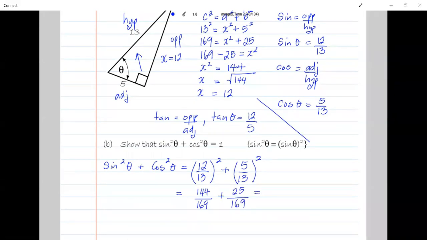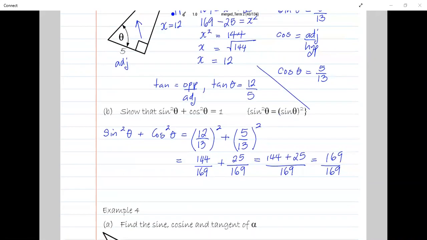Now, if I'm adding two fractions and the denominators are the same, I simply add the numerators. So this is 144 plus 25 over 169, and this is 169 over 169. And 169 divided by 169 is equal to 1. Ladies and gentlemen, we were asked to show that sine squared theta plus cosine squared theta is equal to 1, and this is what we had to do in order to show it.